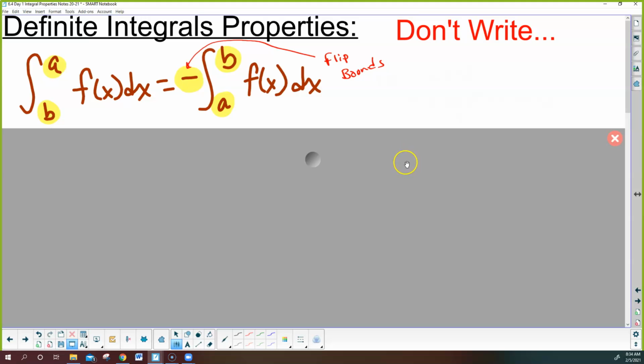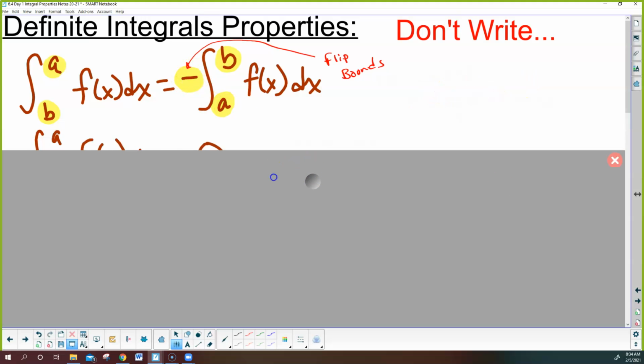By the way, one of the questions on the quiz had you calculate the area and the bounds were flipped. You always want the smaller number on bottom and the larger number on top. So if in this case, the larger number was down here and the smaller number was up top, we want to flip that because that always calculates from left to right. And when you flip it, it becomes negative.